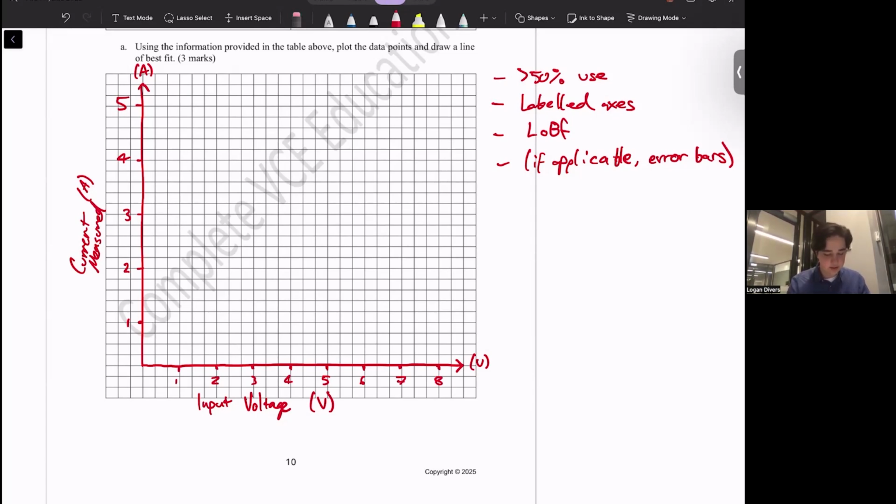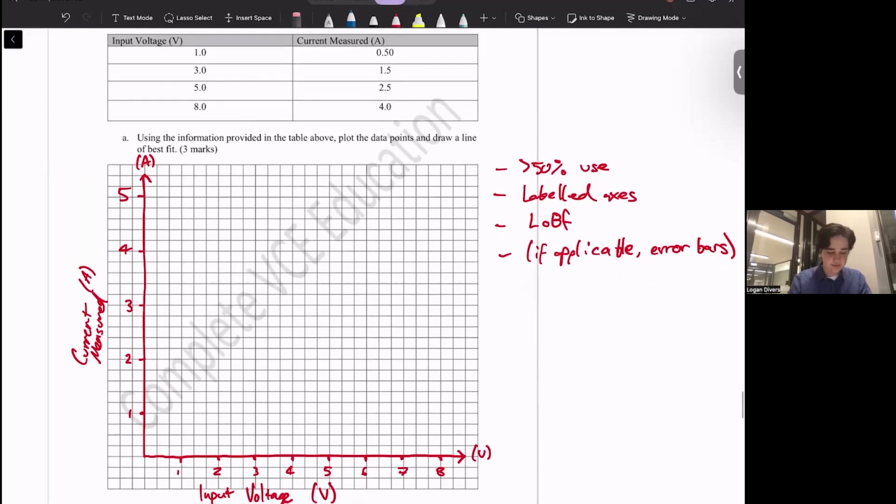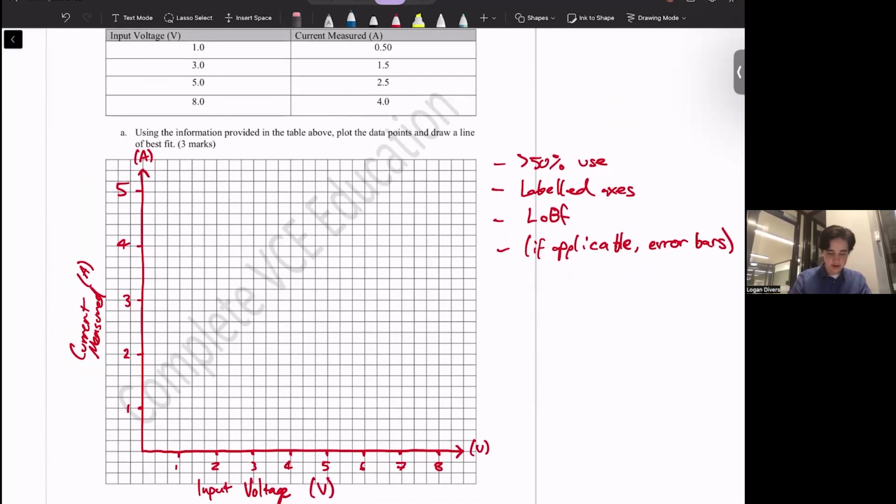Do we have everything else on this graph ready? Yes, we do. So I'll put the points in blue so it's easy to see once we do that line of best fit. So we go from 1 and then 0.5. So current measured, 0.5, 1, this point here. Then we go from 3 to 1.5. Would be about here. We go from 5 to 2.5, about here. And we go from 8 to 4. That would be right here.